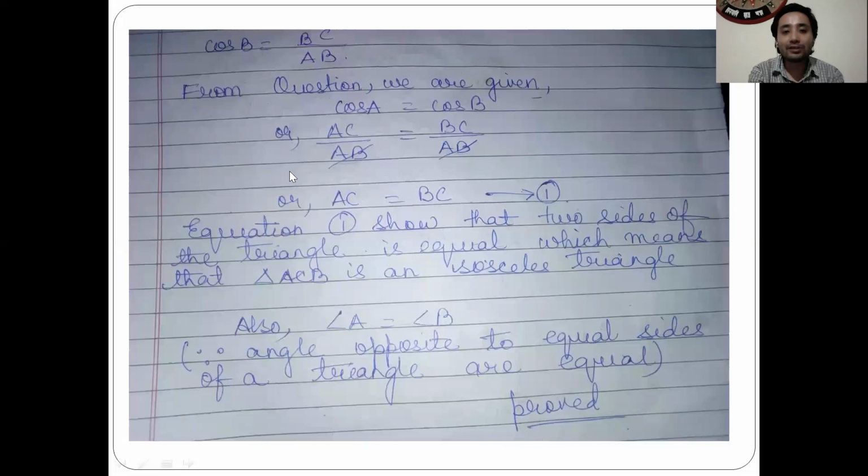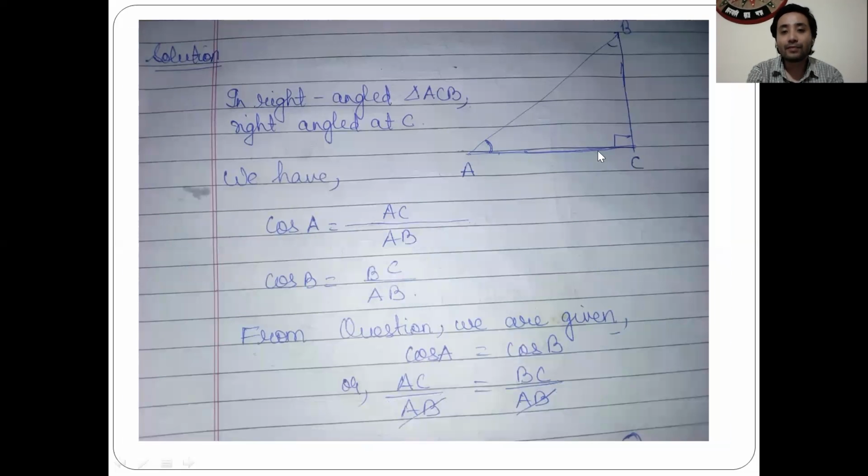Now, once we have reached this step, AC is equal to BC, that means two sides are equal. One more theorem was there in your eighth level class in mathematics. That means the angles opposite to equal sides of a triangle are equal. So what does it mean? The angle opposite to equal sides of a triangle. So which are the equal sides? AC and BC are equal.